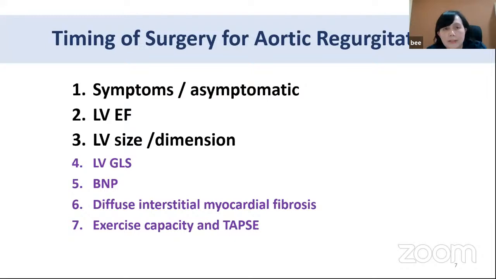Now, I'm going to be talking about the timing of surgery for significant aortic regurgitation. And traditionally, as we all know, this has been guided by the presence of symptoms, left ventricular function and left ventricular dimension. Now, I'll also be touching on some of the other parameters that can be used in decision making in timing the surgery for significant aortic regurgitation. And these are left ventricular global longitudinal strain, or LVGLS, brain natriuretic peptide, or BNP, and myocardial fibrosis, and exercise TAPSE, or tricuspid annular plane systolic excursion, which is a marker of right ventricular function.